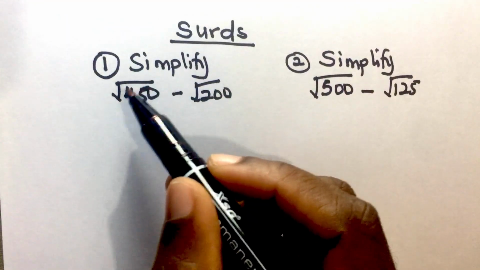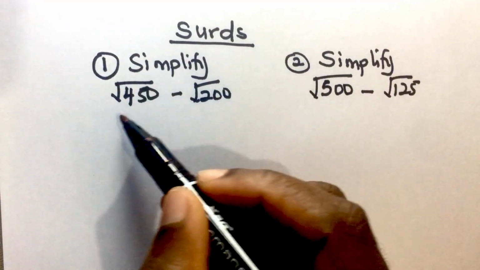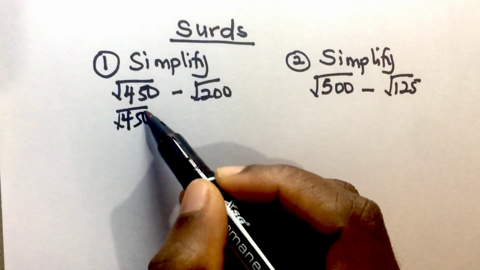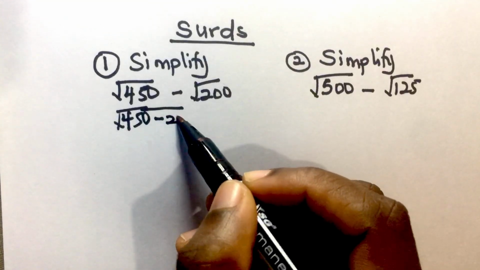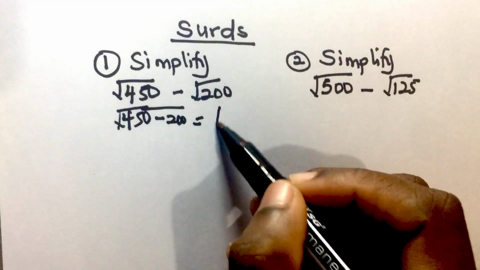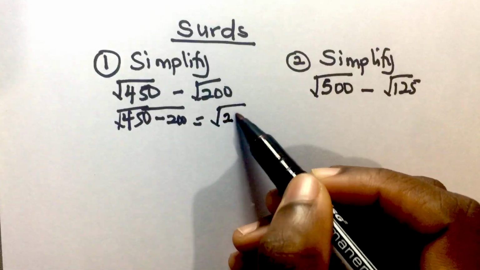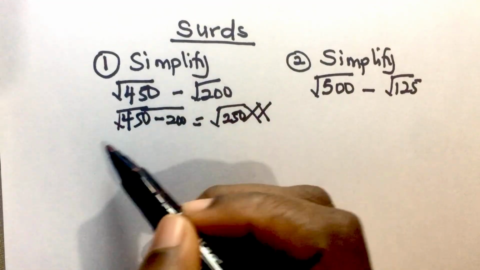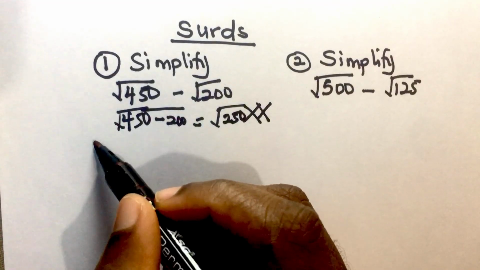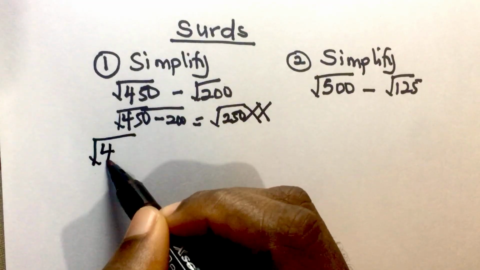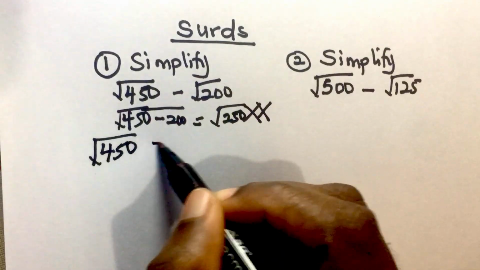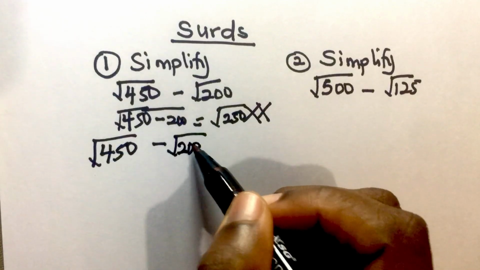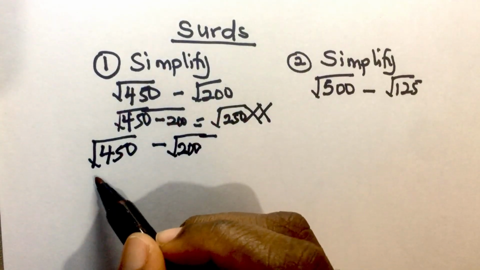Do you think the square root of 450 minus the square root of 200 is equal to the square root of 450 minus 200, which is equal to the square root of 250? Wrong. The square root of 450 minus 200 is not the same as the square root of 450 minus the square root of 200.